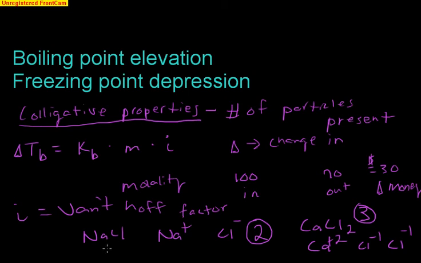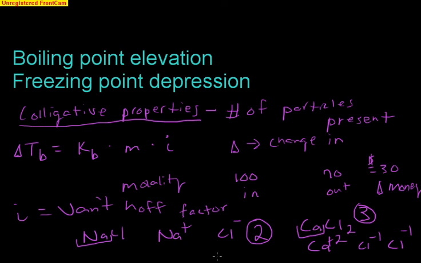Now, you really only have to worry about the Van't Hoff factor if you have an ionic compound, because ionic compounds are the ones that actually split up into ions. And one way you can tell something is ionic is it's got a metal in it. In this particular example, sodium in sodium chloride is the metal, and in calcium chloride, calcium is the metal.